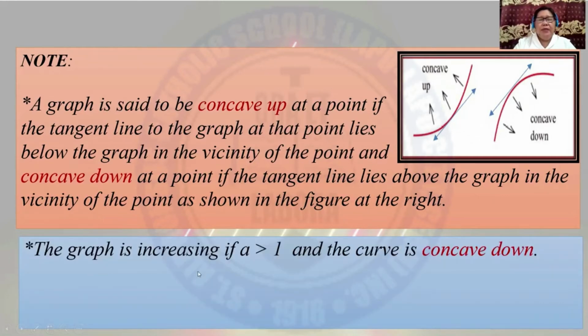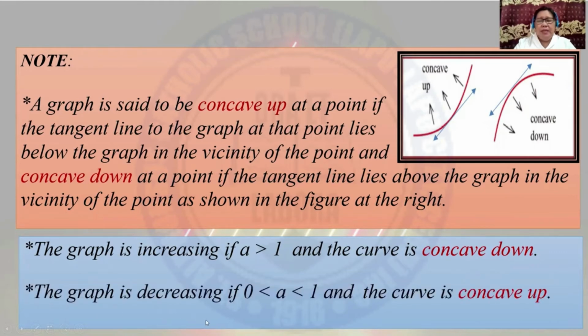The graph is increasing if a is greater than 1, and the curve is concave down. And the graph is decreasing if a is between 0 and 1, and the curve is concave up.